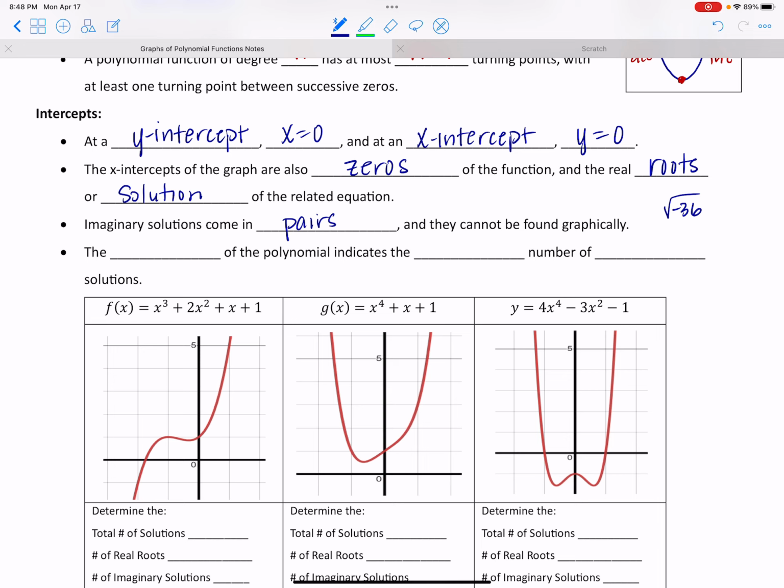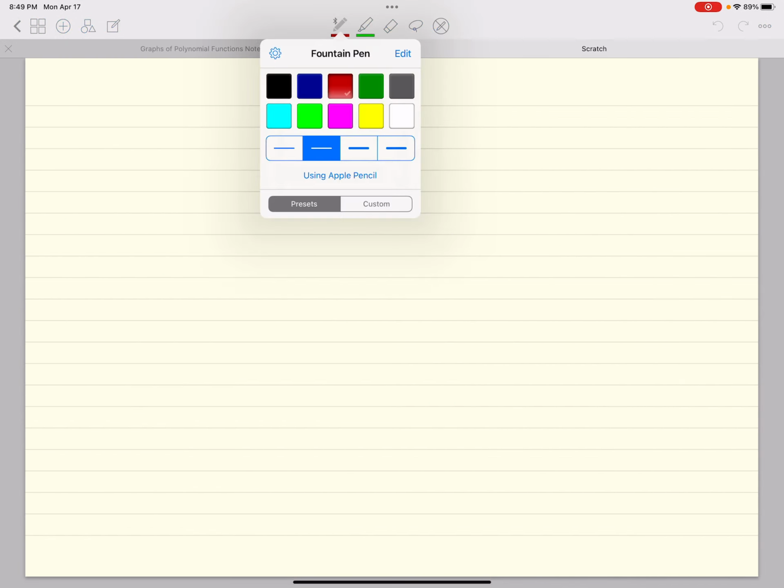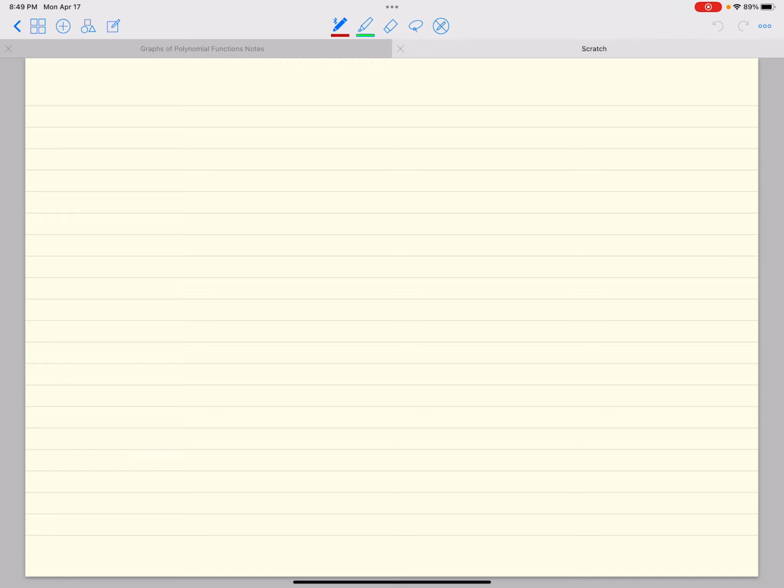Let me back up a little bit here. Let me actually go to my scratch paper. If you're looking at imaginary solutions, you have a couple ways to come up with them. So let's say you're solving like this: x squared equals negative 36. Well, you would take the square root of both sides to solve, and every time you take the square root, you introduce the plus or minus, because a positive and negative squared are going to produce that same result, and you get your 6i. So those imaginaries, again, coming in pairs.